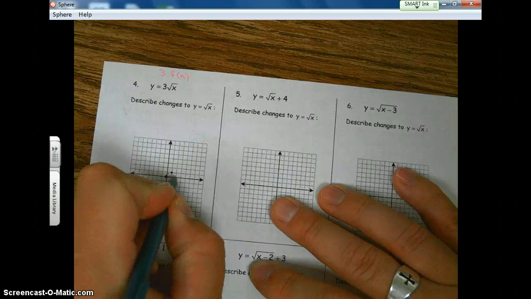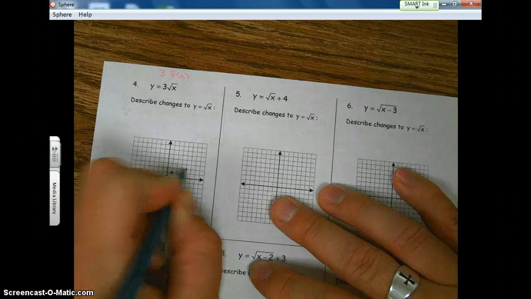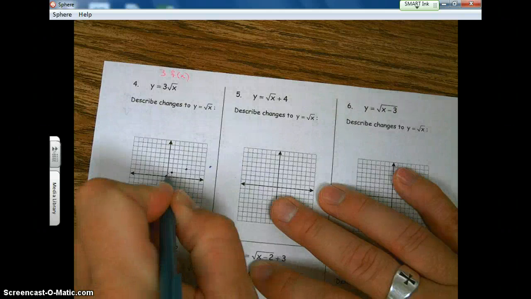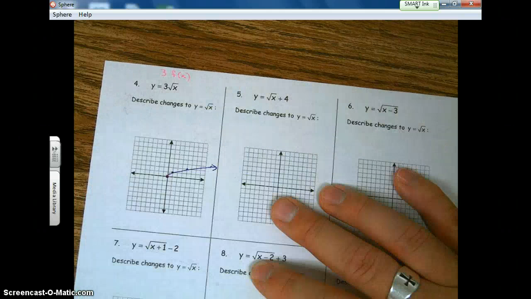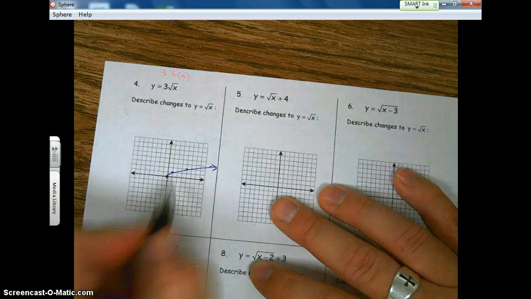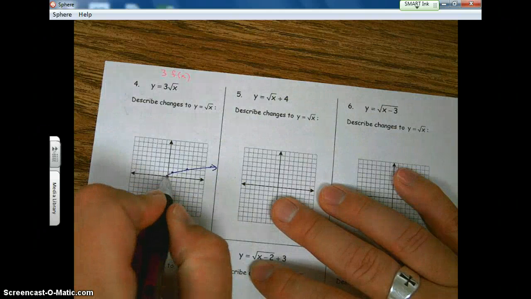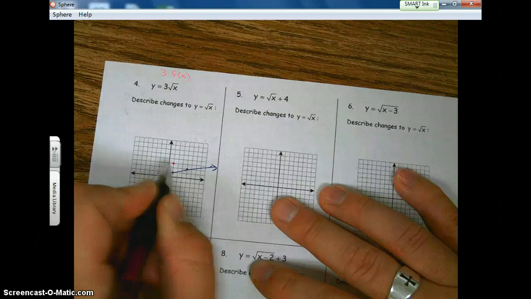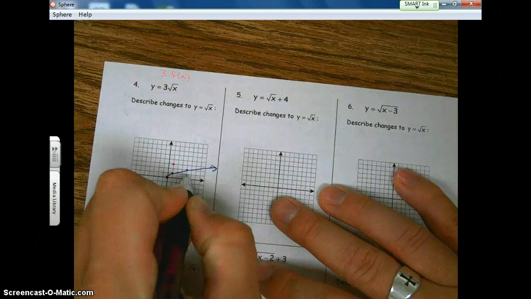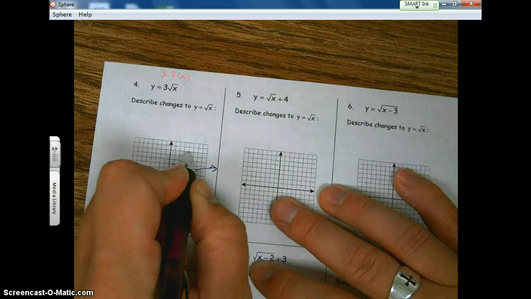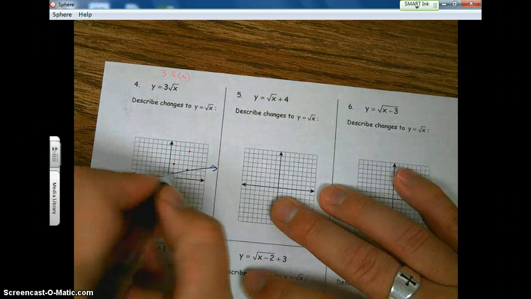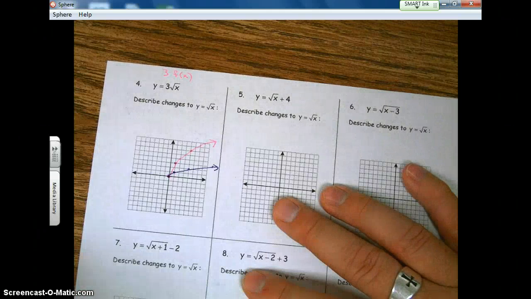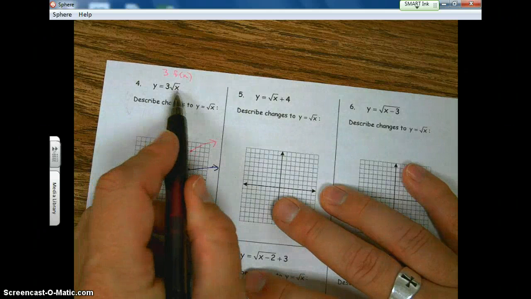1, 1, 4, 2, 9, 3. It helps a lot, unless you can remember your y-coordinates. So 0 times 3, 0. 1 times 3, 3. 1, 2, 3. 2 times 3, 6. 1, 2, 3, 4, 5, 6. 9 times 3, a really big number. Alright, so this represents 3 times the square root of x.